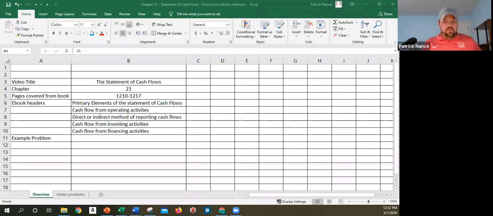Okay, selection number 2 for chapter 21, talking about the statement of cash flows. Page 1210, the primary elements of the statement of cash flows. Remember, we already talked about operating activities, investing activities, financing activities, but also we're reconciling the increase or decrease in cash with the change in balance of the cash account and any non-investing and financing activities.